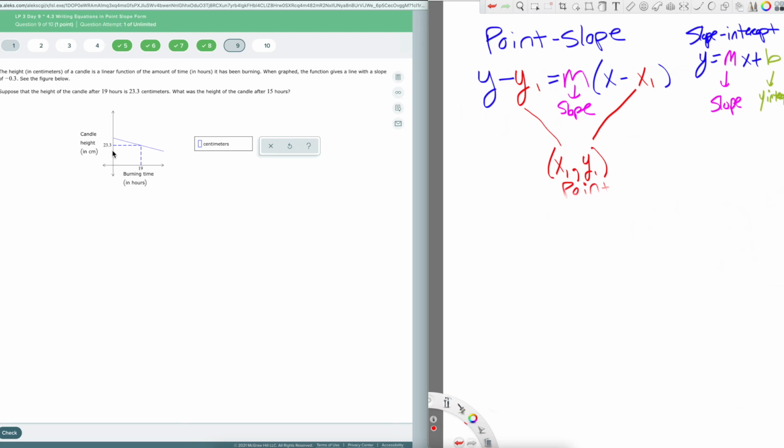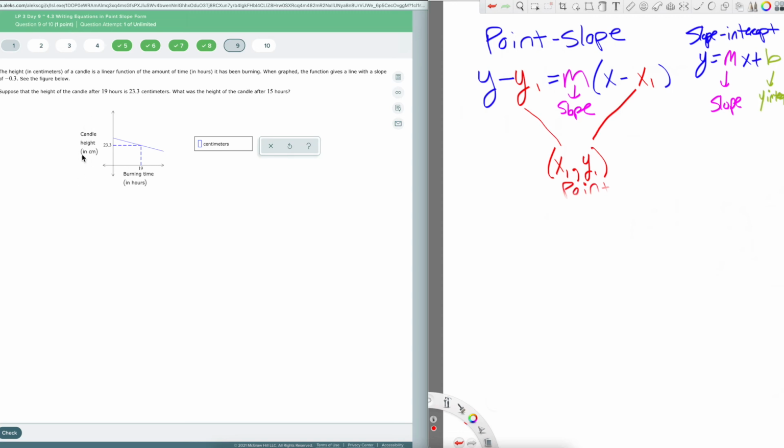Okay, so they're asking us to do a couple things here without directly asking us to do them. We need an equation. We need something that we can plug a number into and figure out what the height is after 15 hours. So before I can do that second part, the height after 15 hours, I need to deal with this 19 and this 23.3 centimeters, because that's what I'm going to write my equation off of. So in this case, I have time as my x value and height as my y value. So I can see that they've labeled it for me.